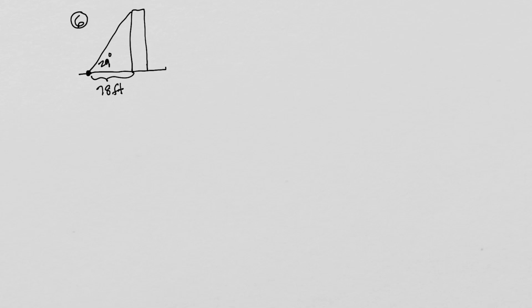Let's try to find the height of this building here. Since we don't know what it is, let's call it, say, h for height. And now what we're trying to do is find h, given we know the angle and we know the side adjacent to the angle. So here's what we know. Look what we've got. We've got an angle, the side adjacent, and an opposite.